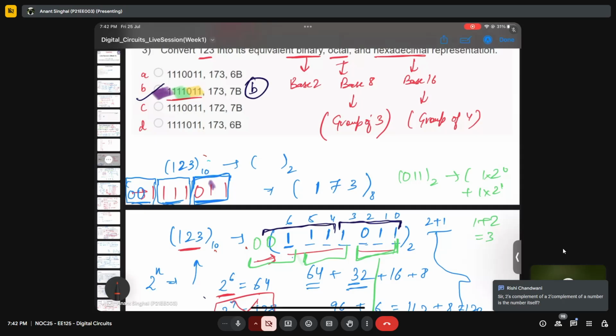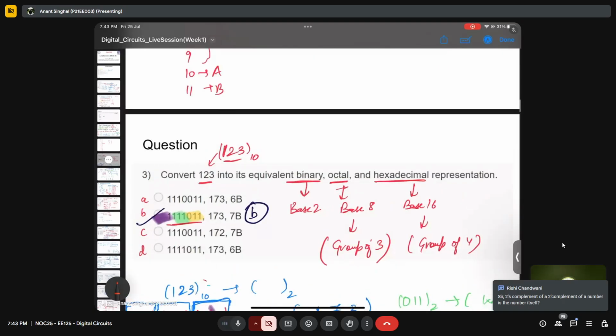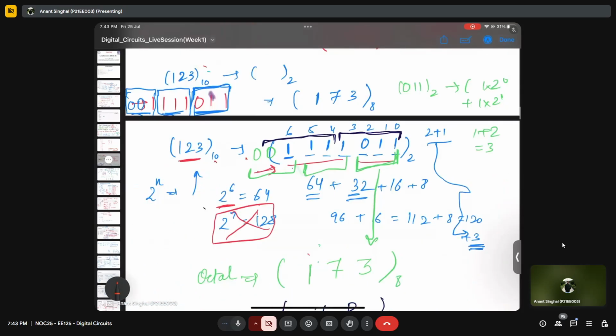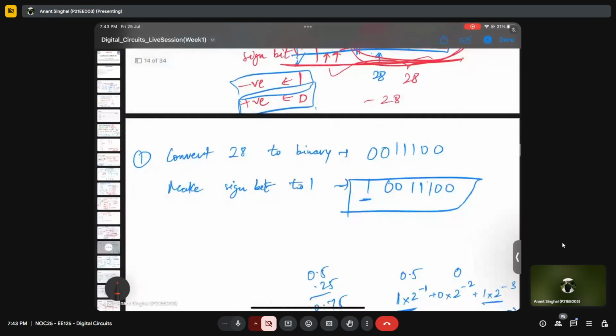Sir, what is meant by signed and unsigned? Unsigned numbers are the numbers that start from 0 to some positive value, whereas signed magnitude includes negative numbers also. For example, in an 8-bit system, signed goes from -127 to +127, whereas unsigned is from 0 to 255. Sir, if we consider the last question as unsigned, then it would be -128, right? Please explain the last one.